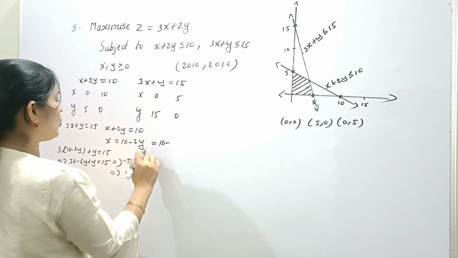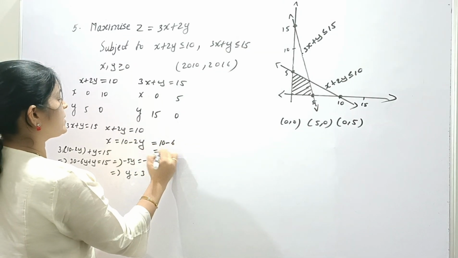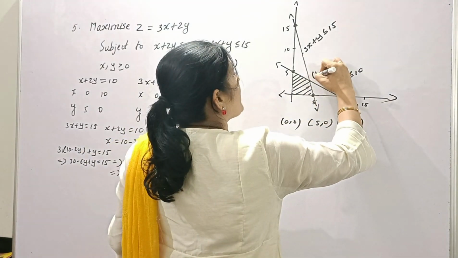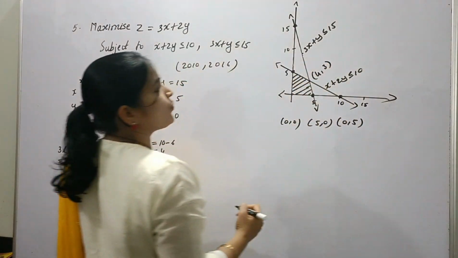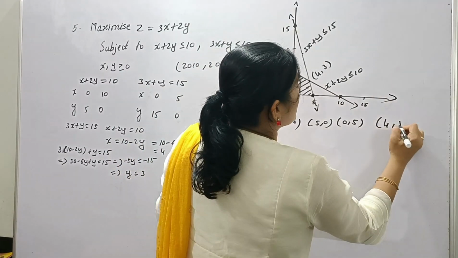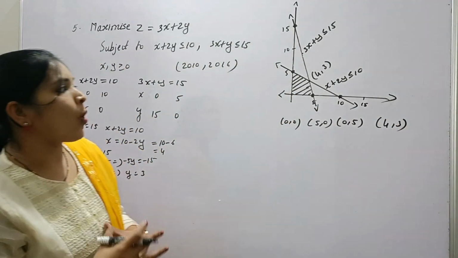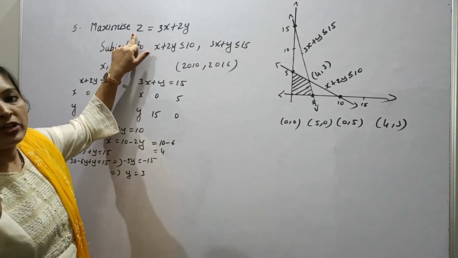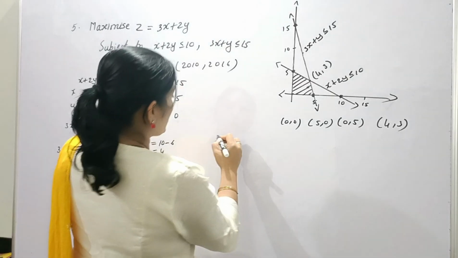10 minus 2 into 3, 6. That is 4. So here 4, 3. It is the point 4, 3. X is equal to 4, y is equal to 3. Now let's find at which point the z is maximum, right? At which point z is maximum.